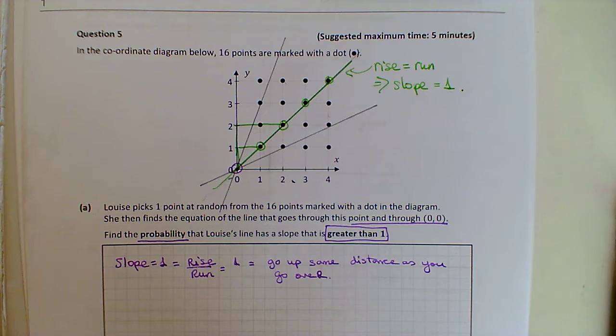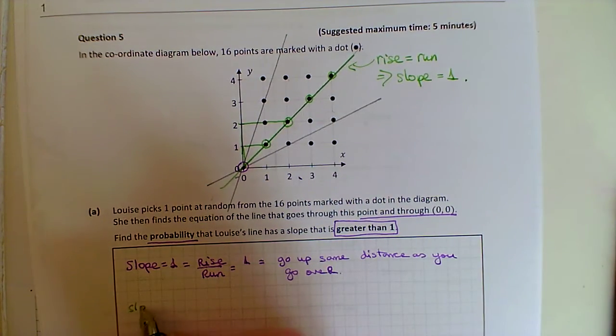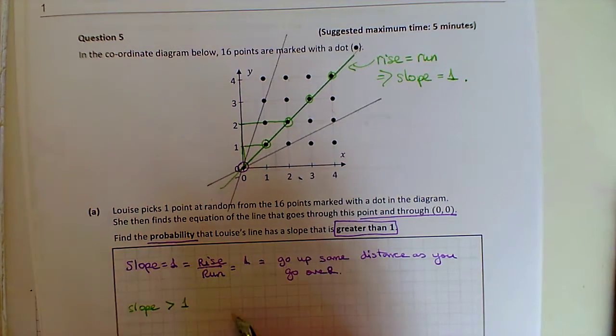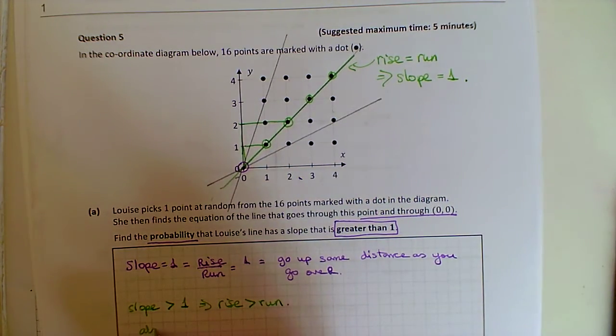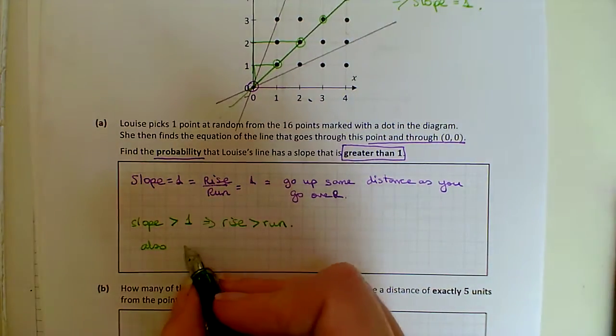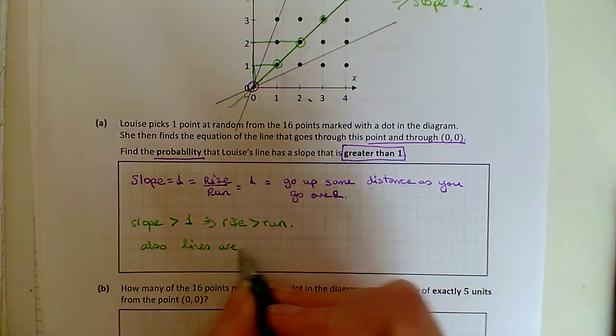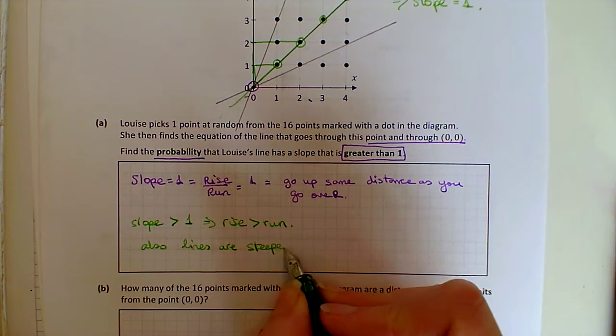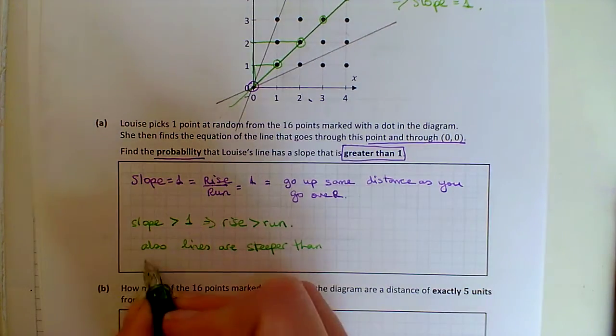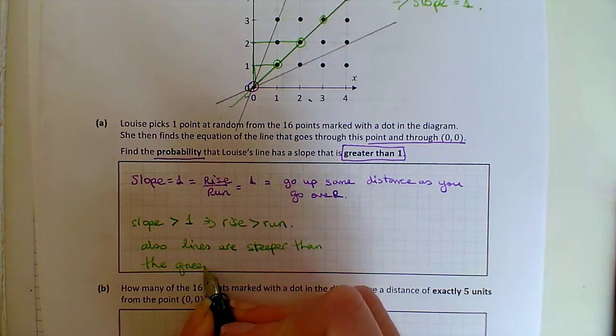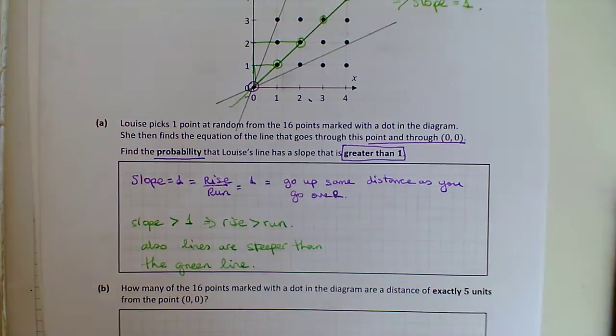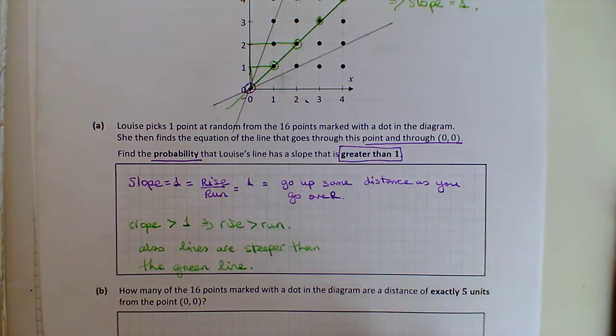So then, what does it mean for the slope to be bigger than 1? It means that if the slope is bigger than 1, the rise is bigger than the run. That's one way of thinking about it. But also, when the slope is bigger than 1, the lines are steeper than the green line I drew above. You wouldn't have to write down this explanation or anything like that. I'm just doing it here for us to understand.